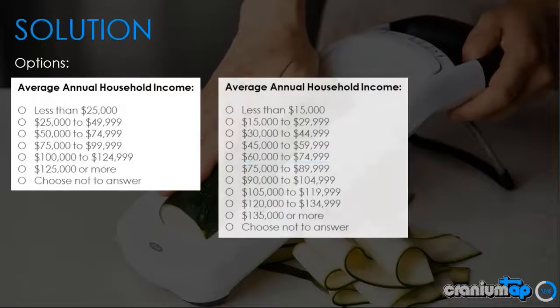So the solution is simple in this instance. Make sure you have equal range representation on either side of the average. So if you're using the US, look at the average household income across the entire country or the specific region that you're measuring within, and then do your best to create ranges that have equal representation throughout.